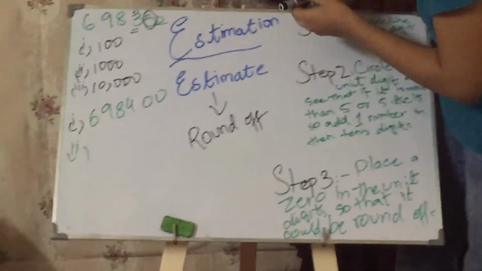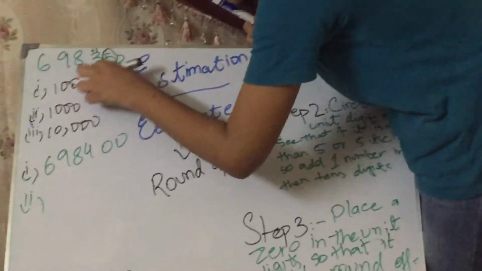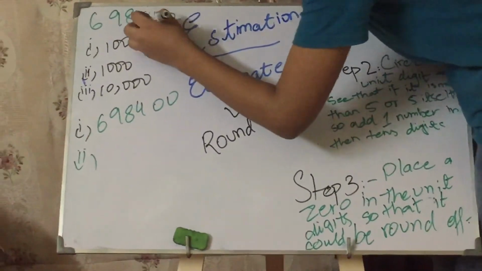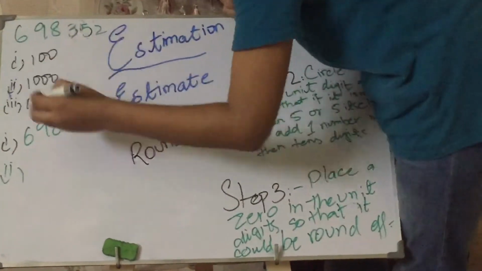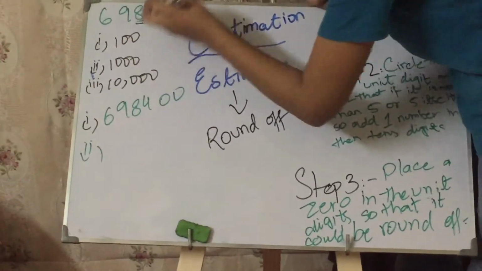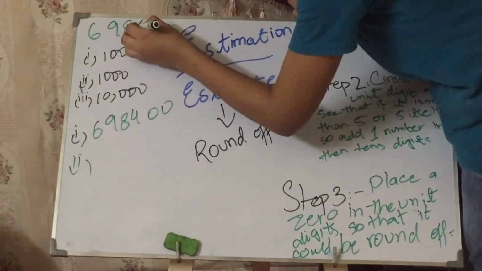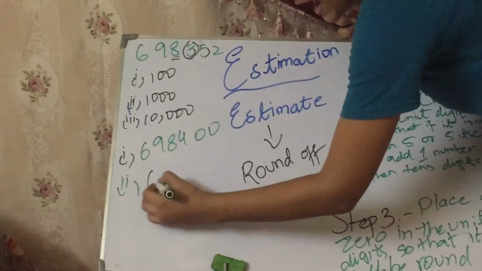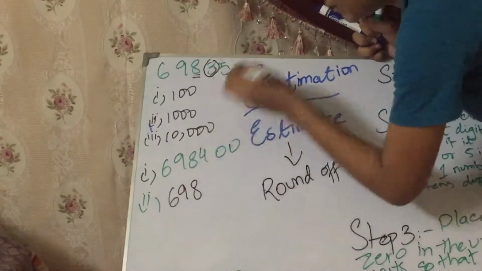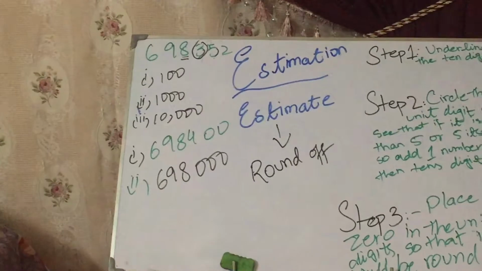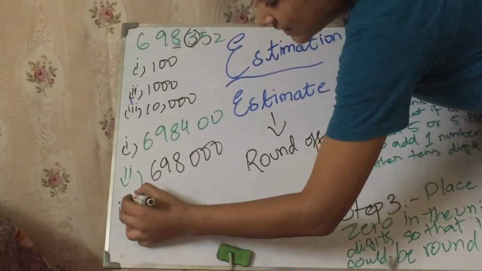Then part number 2: round off to 1000. Now what would be the answer of this? It is tricky, but it is easy. Unit, 10, 100, 1000. Underline the thousands digit and then circle the hundreds digit. It is 3 only, so we will not add anything. 698 remains the same and zeros in all of the 3 digits.